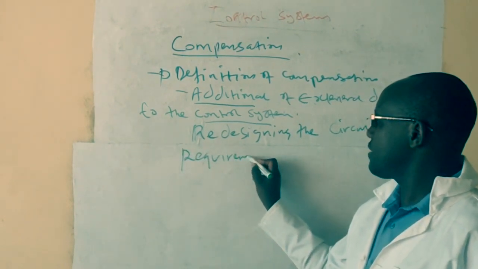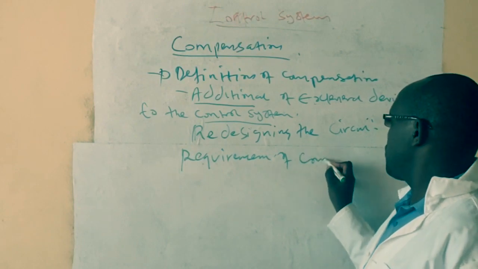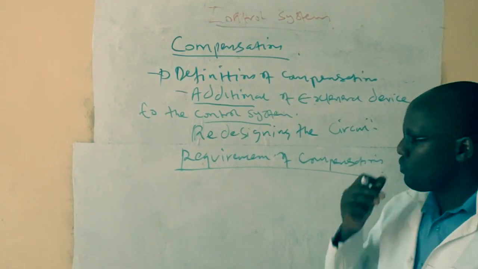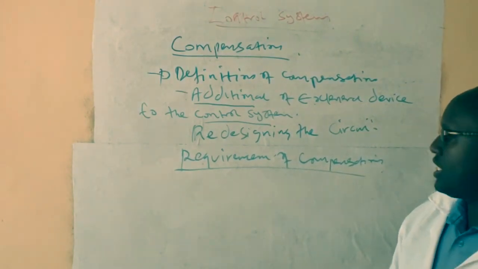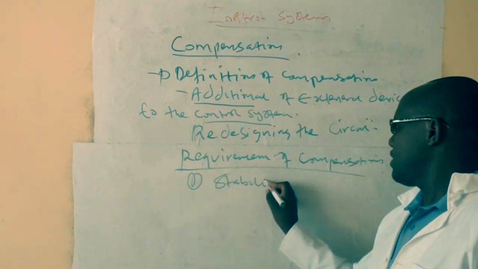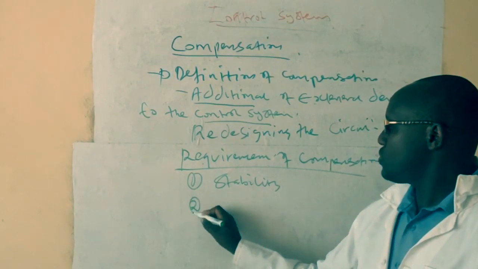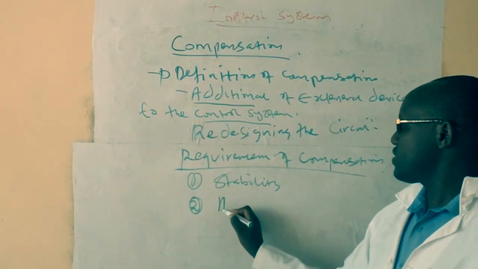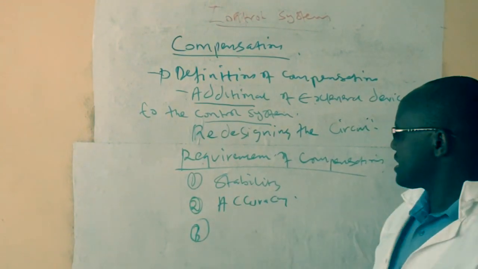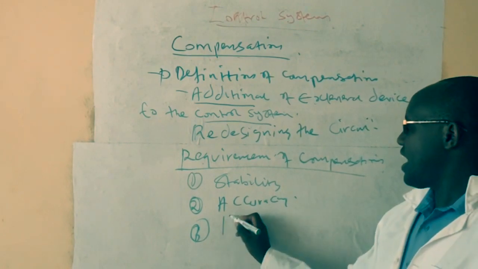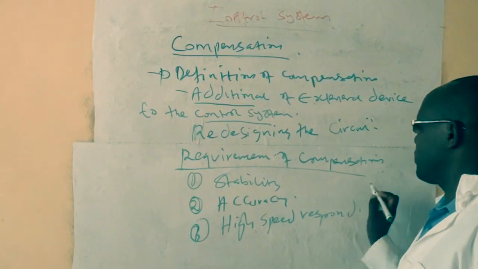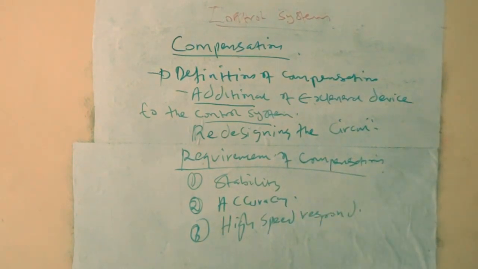So the importance of doing compensation leads us to what we call the requirements of compensation. We've got three main requirements. One is stability. Two, we want a system which is accurate, so we also talk about accuracy. Three, we also need a system that has a high speed response. So we've got these three requirements of compensation.